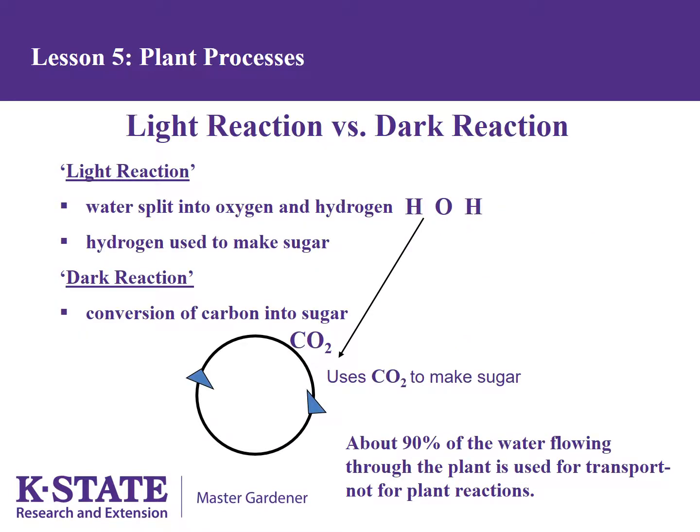Photosynthesis can be split into two reactions, the light reaction and the dark reaction. In the light reaction, water is split into hydrogen and oxygen, with the hydrogen used to make the sugar glucose and the oxygen released to the atmosphere. The dark reaction takes the hydrogen from the water and carbon dioxide from the air and makes glucose.